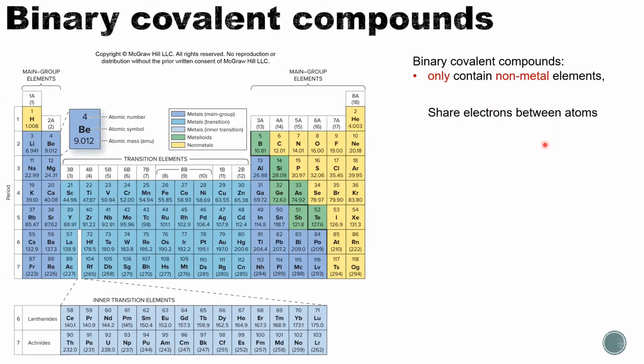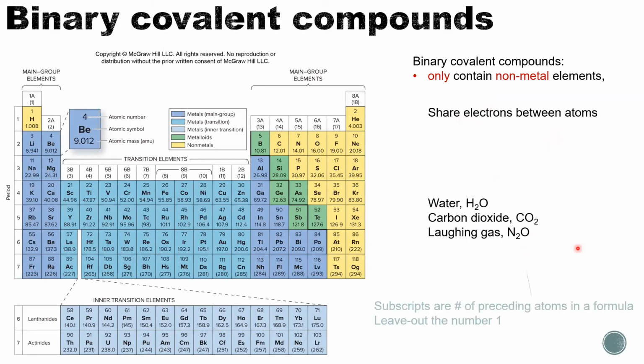A lot of things you see are covalent compounds, for example, water, carbon dioxide, the laughing gas. They are all just made of non-metal elements, so they're covalent compounds. Here again, the subscripts indicate the number of the preceding atoms in the formula, and we leave out the 1 in the subscript.